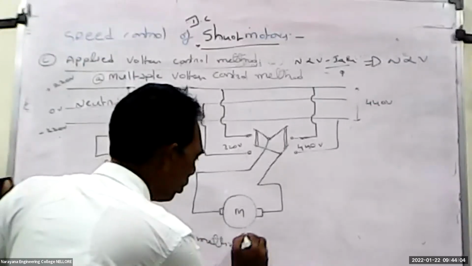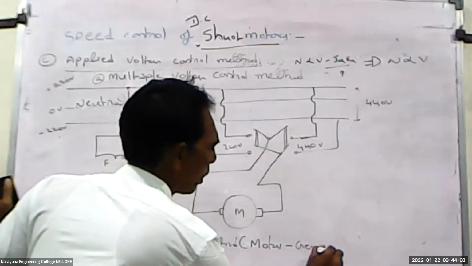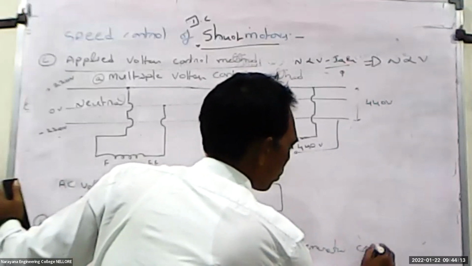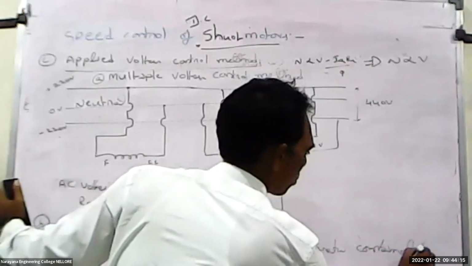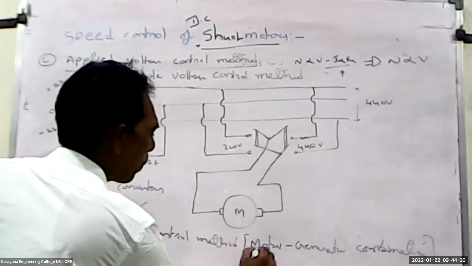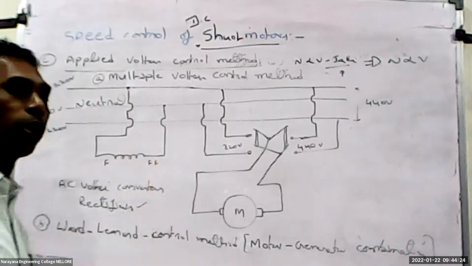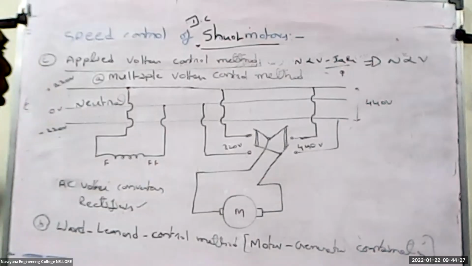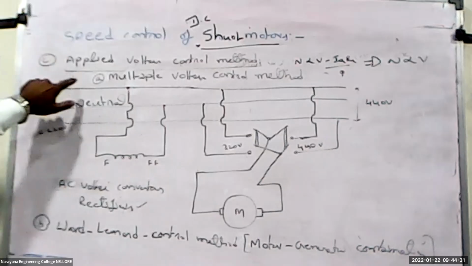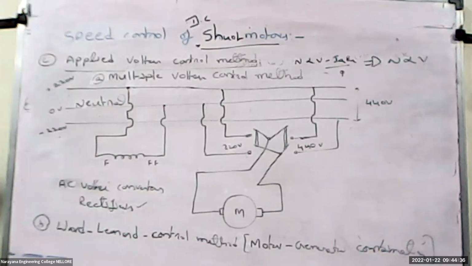So this is also called a motor generator combination. We use this method in high power or high generation stations, the Ward-Leonard control method. Okay, so the applied voltage control method is divided into the multiple voltage control method and the Ward-Leonard control method.